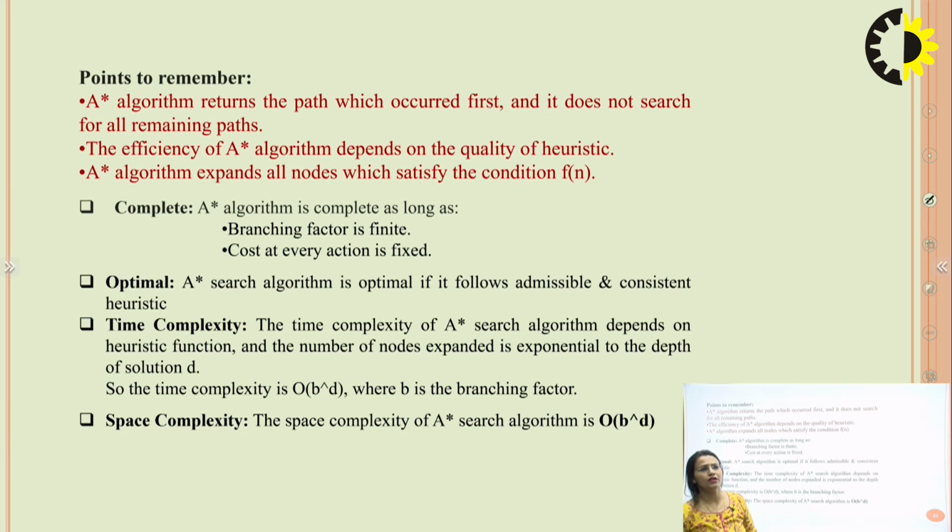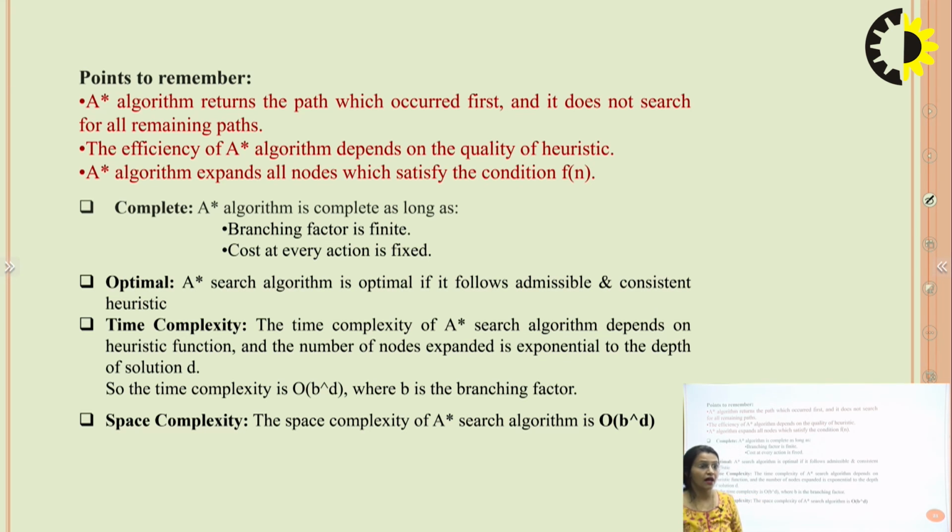And finally, some points to remember about this algorithm: it returns the path which occurred first, and it does not search for the remaining paths. The efficiency of the A star algorithm is best in comparison to best first search, but still it depends upon the quality of the heuristic. The heuristic is required to be more accurate, so that you will get the accurate solution in that space. A star algorithm expands all the nodes which satisfy the condition of Fn, that is Gn plus Hn.